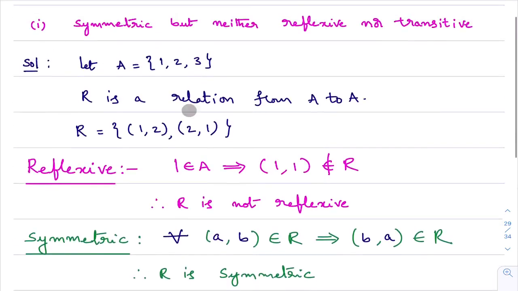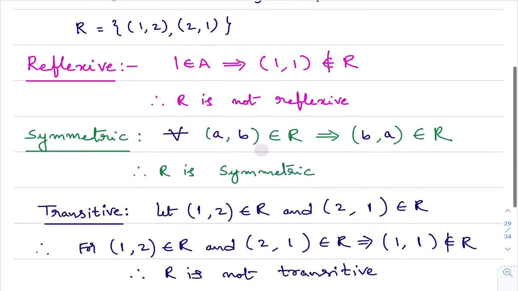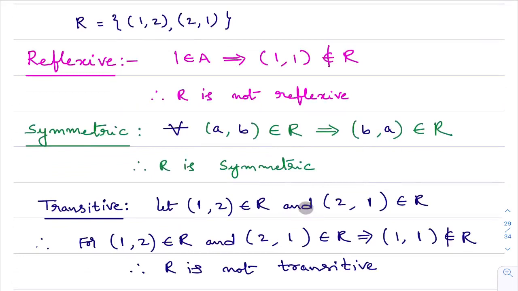I hope you are understanding. They are asking you to give an example which is symmetric but not reflexive and not transitive. Now two things are over. Reflexive: it is not reflexive. Symmetric: it is symmetric. Now they are asking to show that this relation is not transitive.